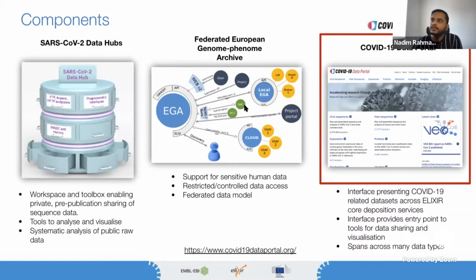So briefly, there are three main components. I'm going to talk mainly about the data portal in a bit, but just to mention the other two, which include firstly, the SARS-CoV-2 data hubs. So these are essentially a workspace and a toolbox that enable users to share their sequence data in a private pre-publication mode before they're ready to release it into the public space.